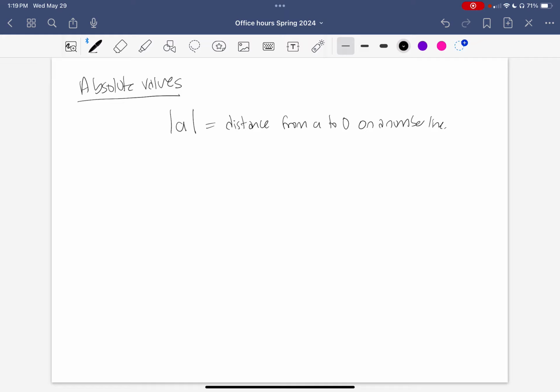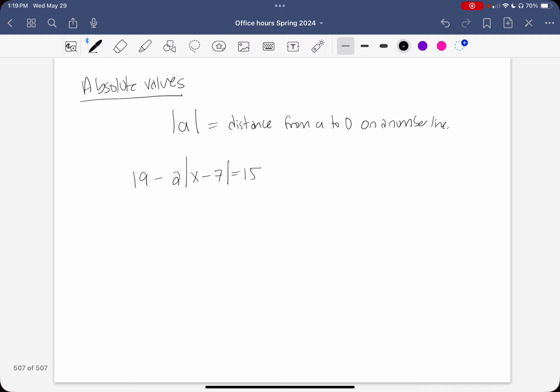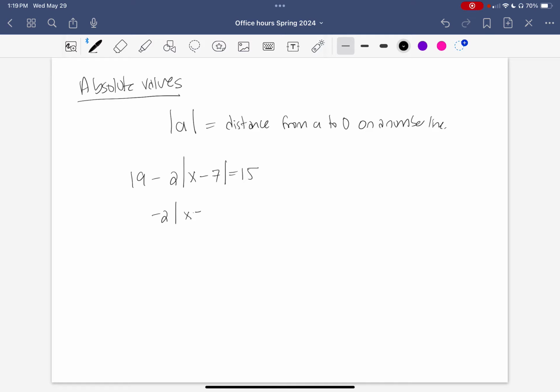But what you have to be very careful with is making sure to do this in the right order. Now, as far as absolute values are concerned, they are like parentheses in order of operations. So, when I'm solving something like this, because the x is inside the absolute value, my goal is to isolate the x, which I can only do by first isolating the absolute value. So, I'm going to start by subtracting 19 and then dividing by negative 2.